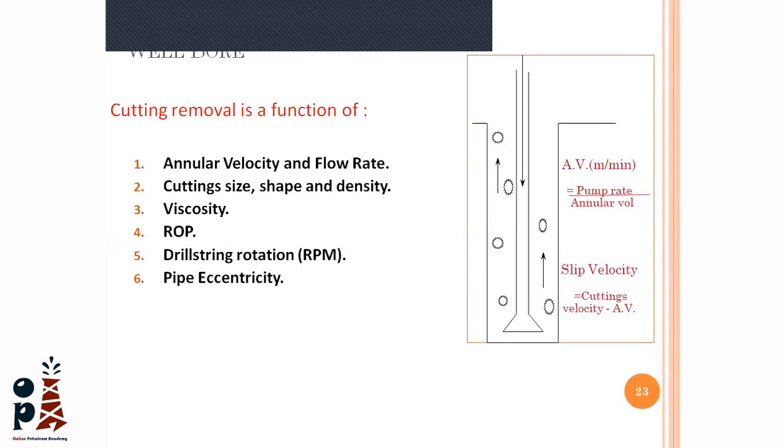Okay, guys, what else is a factor of cutting removal? The ROP, number 4. And guys, ROP is important in this case. Why? Because I cannot fill the annulus with cuttings beyond a certain limit, and say to myself, hey, annular velocity is good, viscosity is good, it will be clean. No, guys. ROP is a very critical factor in cutting removal.